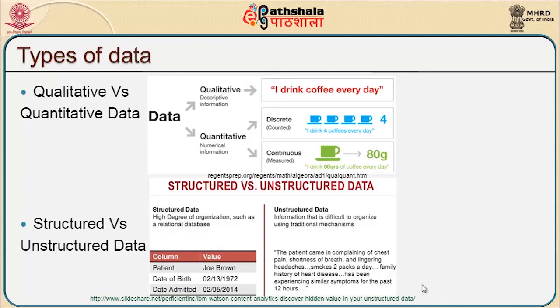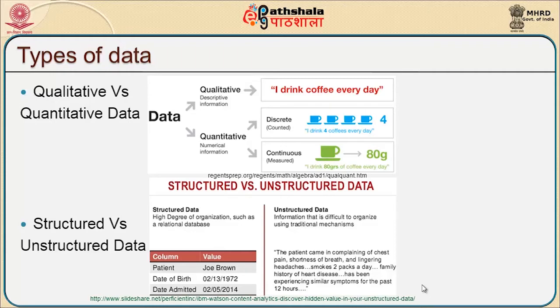Now, to talk about data, we have two different classes of data. One is qualitative and quantitative data, the other is structured and unstructured data. Qualitative data is something like, I took a cup of coffee today, or I drink coffee every day, whereas quantitatively I say I drink 4 coffees every day, where I mention a discrete value which is purely counted. So, 4 is a number which presents the count of how many coffees I had on that particular day.